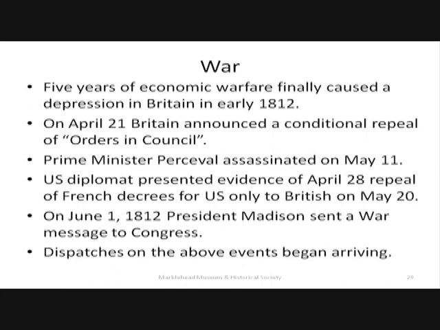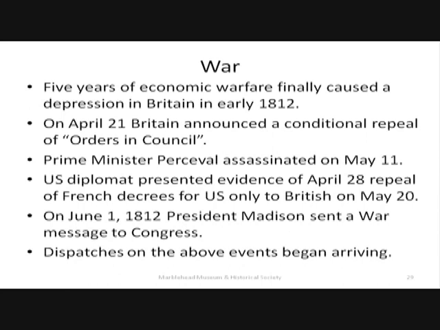Right after this, when leaving a meeting that was discussing the Orders in Council, the British Prime Minister was assassinated by someone who had a grudge against the government, nothing to do with this. By the way, he's the only British Prime Minister who's ever been assassinated. He was a hardliner, and his removal was fairly key in what was to happen.